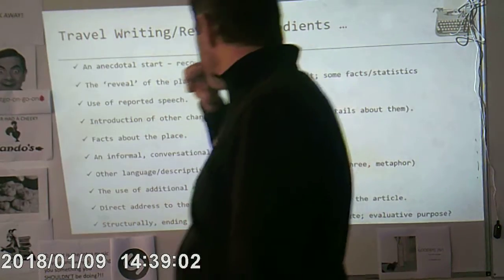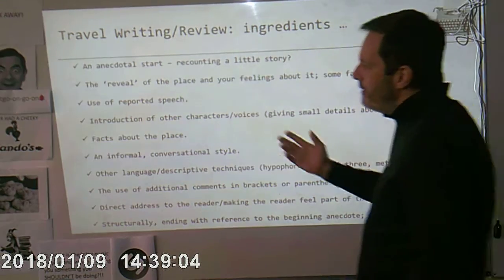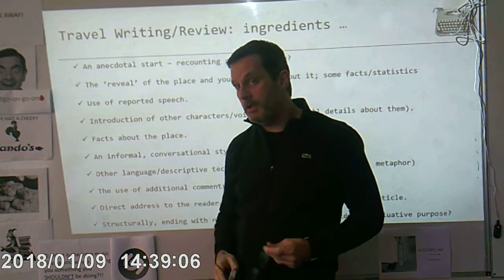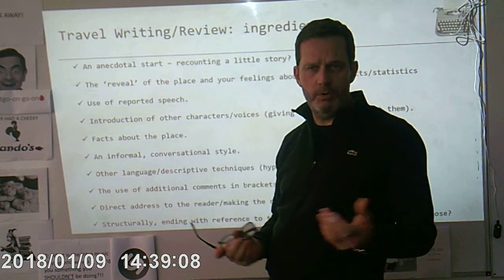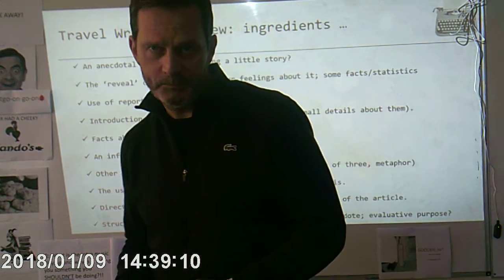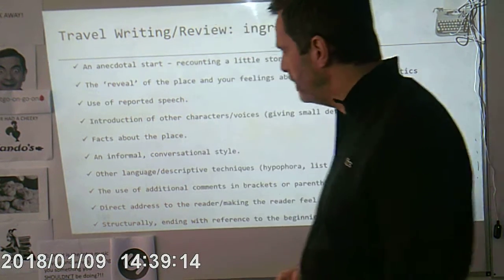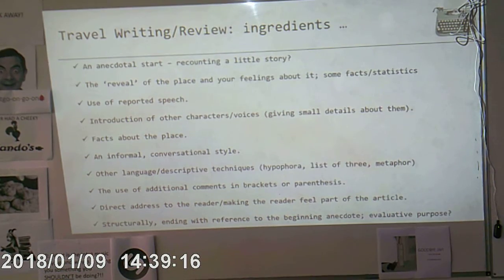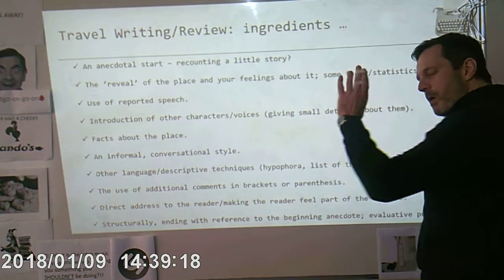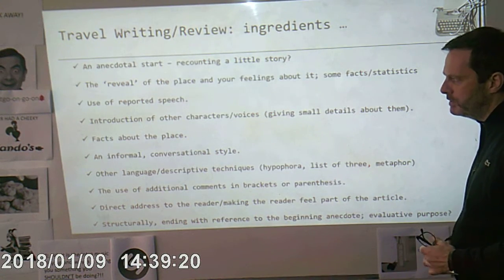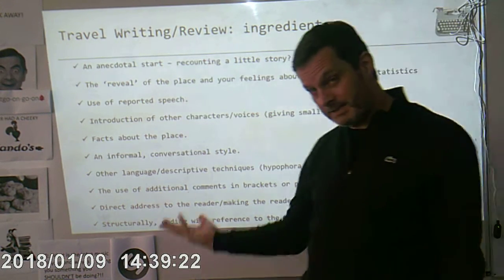Okay. You're seeing there that also what brings it to life, just like we've done a bit of creative writing in the past, is some reported speech. So things that are said. That's all to do with your different voices as well. And that can be a good way to write in a travel review. Introduction of other characters and voices, giving away little details about them. You don't have to go into massive detail. As I said, facts about the place.